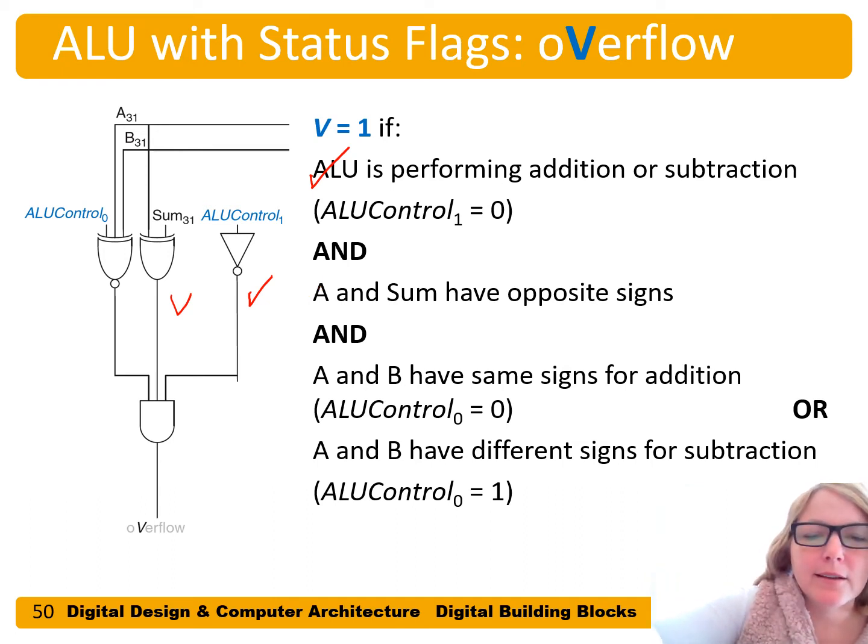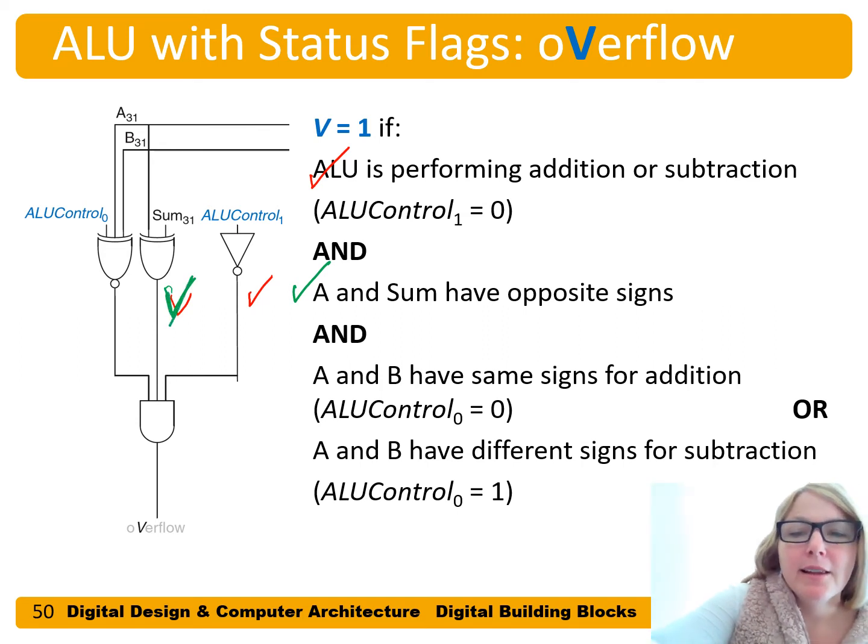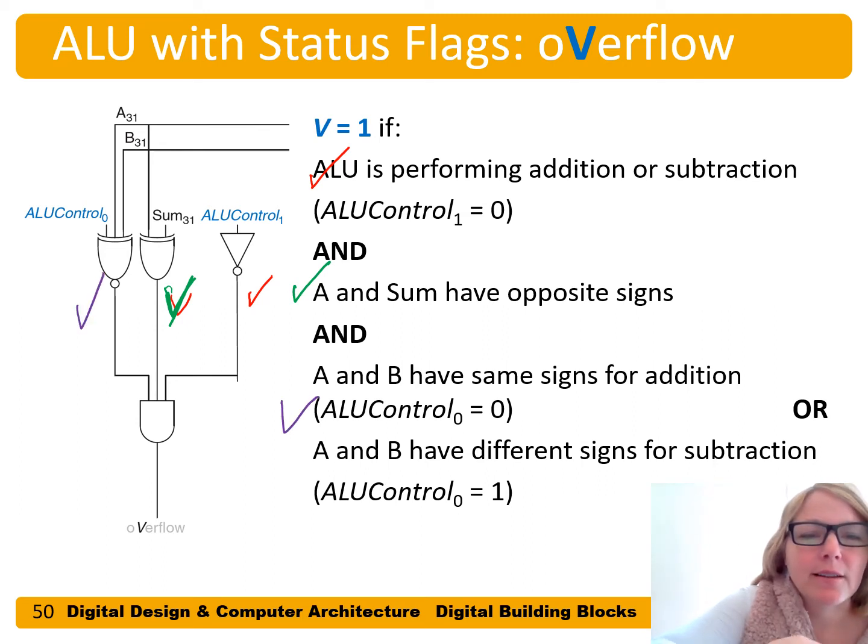And let's do that a different color here. Either A and B have the same sign for addition, ALU control bit 0 is 0, or A and B have different signs for subtraction. And that's our final XNOR gate here that tells us that.